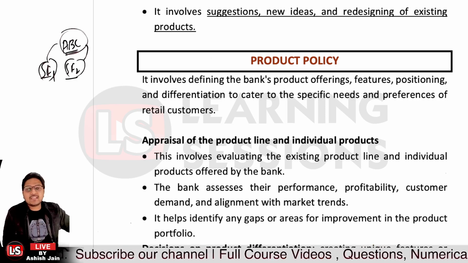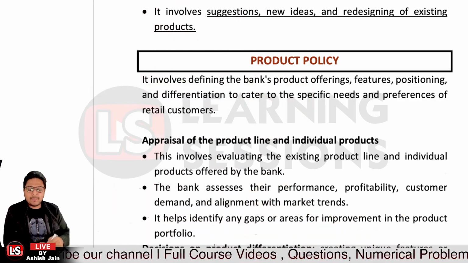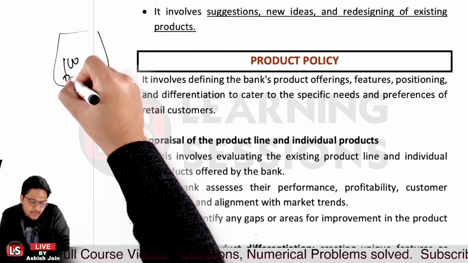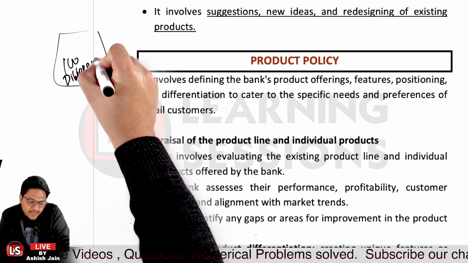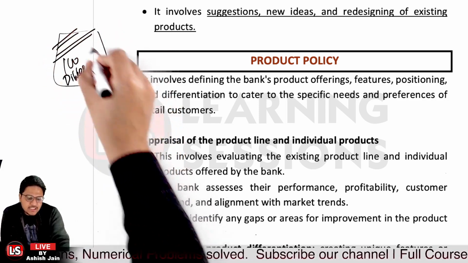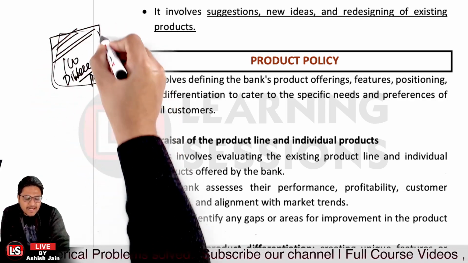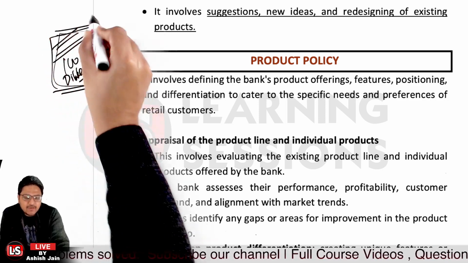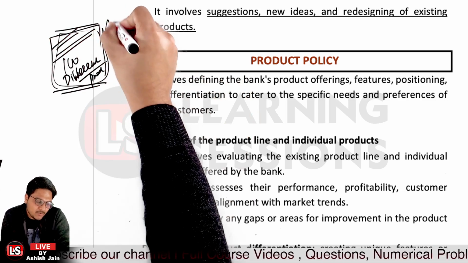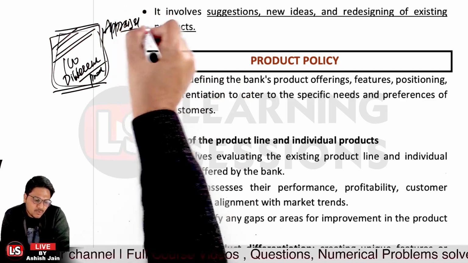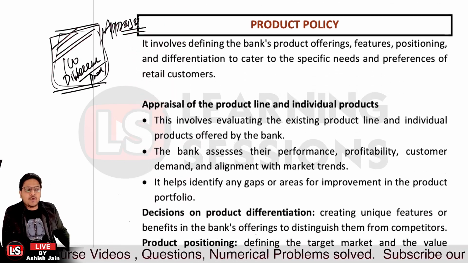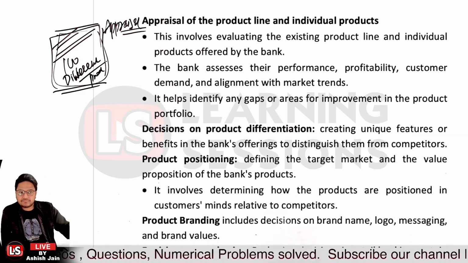That's the appraisal of the product line. Say this is my bag and I have 100 different products. I must analyze and evaluate these products, look at the goods and bads, and if there is any area for improvement, I must look for it. That's the appraisal process for the existing products in the product lines. And further, it's related to decisions on product differentiation.